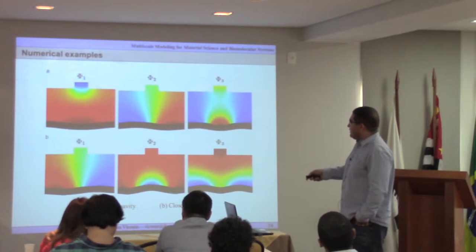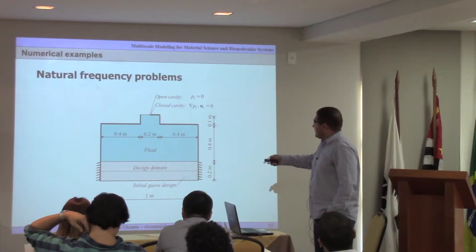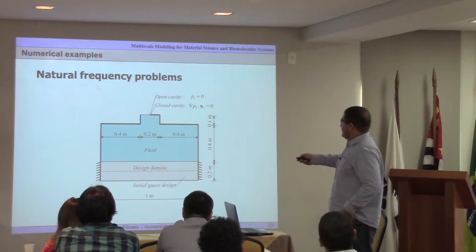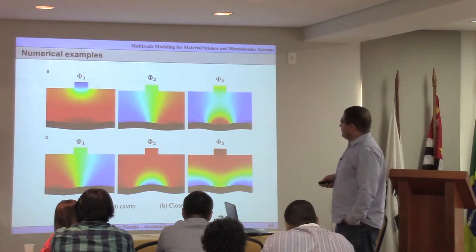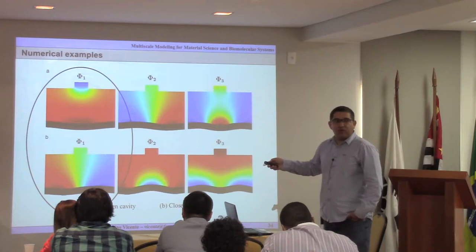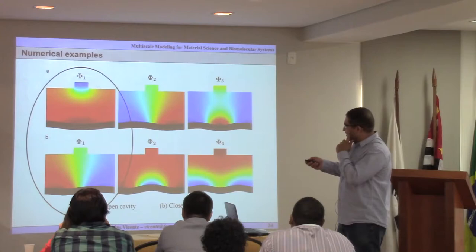So here we can have a closed or open cavity. For open cavity, P0 is imposed on that line, or a closed cavity, so a rigid wall is considered there. So we can see that the shape mode is a little bit different, and the optimization is considering only the first natural frequency. We have the other results, but here we're going to show the optimization considering the first natural frequency for both cases.